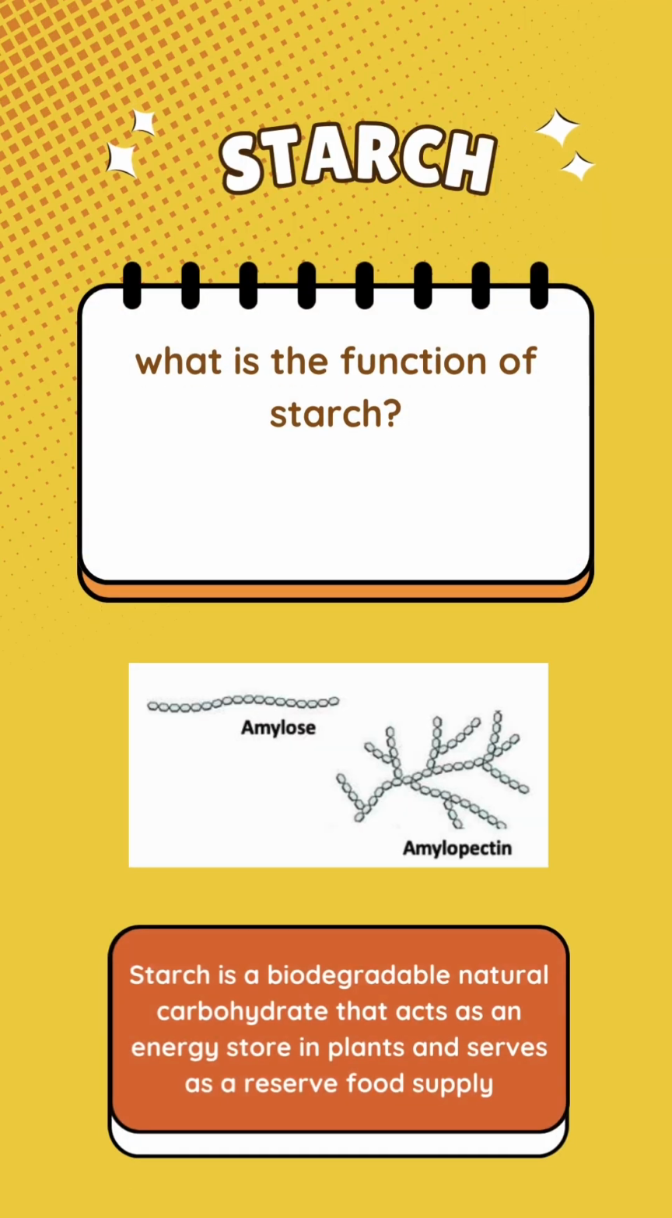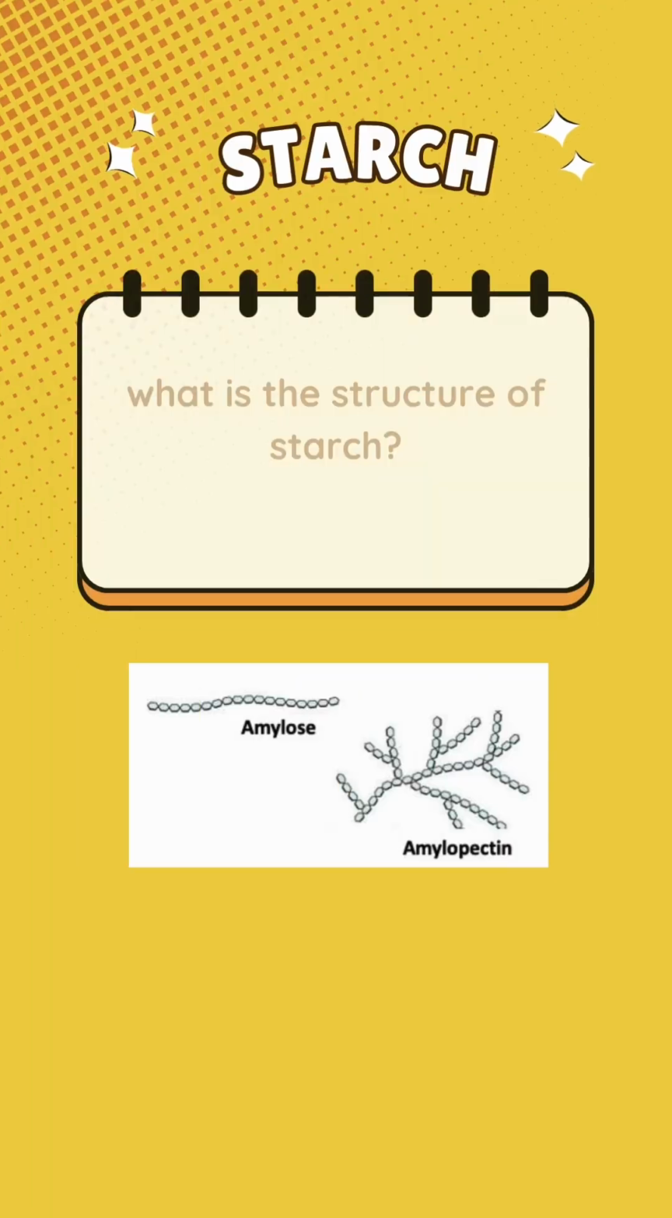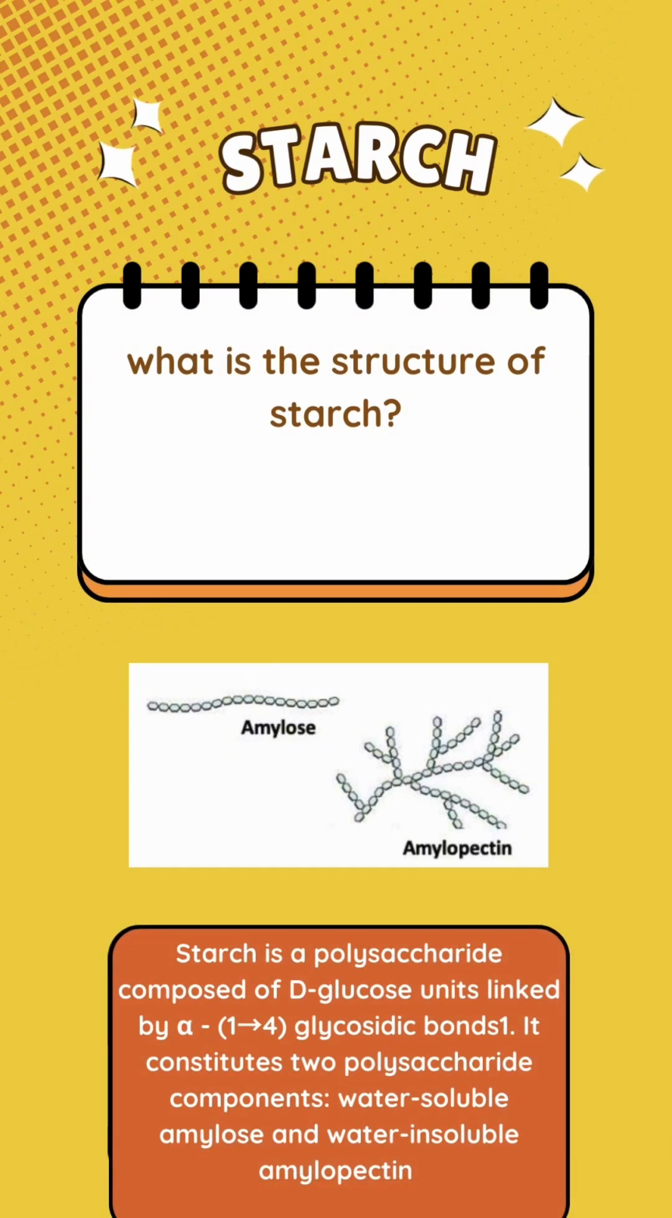Starch is a biodegradable natural carbohydrate that acts as an energy store in plants and serves as a reserve food supply. Starch is a polysaccharide composed of alpha glucose units linked together by 1-4 glycosidic bonds. It constitutes two polysaccharide components, water-soluble amylose and water-insoluble amylopectin.